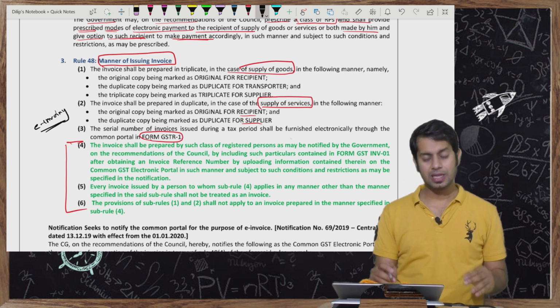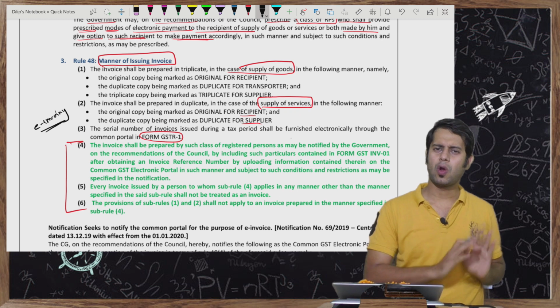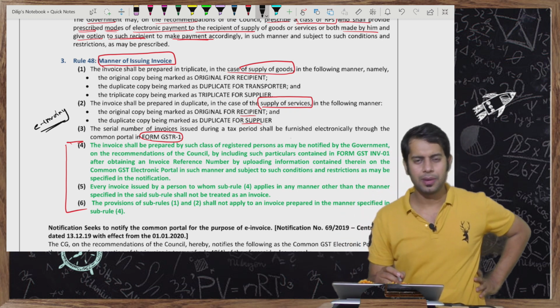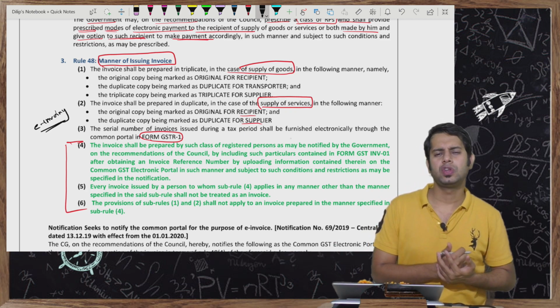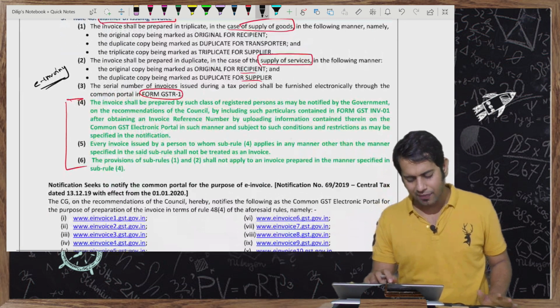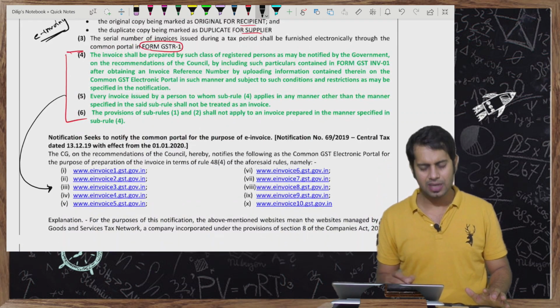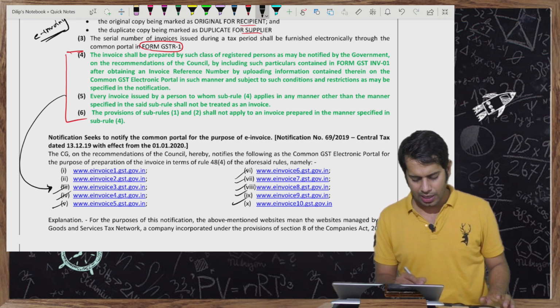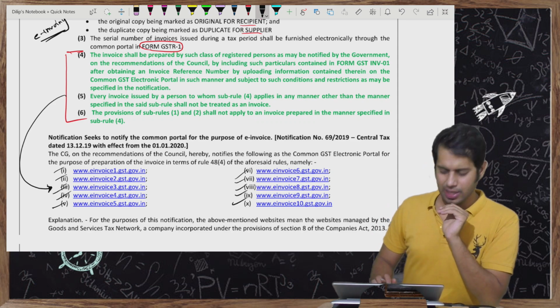For this purpose, there was no particular rule which was mentioned. I mean, there was a provision with regard to e-invoicing, which we have already discussed in class, but there was no rule specified how to do this. What is the manner of issuing e-invoices, etc. They have now incorporated 4 rules and told that there is a website. There are 10 different websites which they have notified. You can go to these 10 different websites and generate e-invoice.